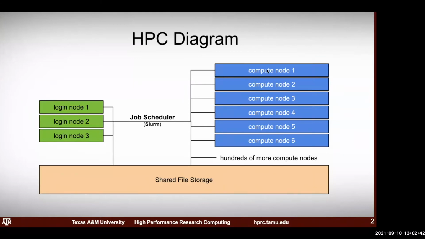On the right-hand side, you see compute nodes 1 through 6 and hundreds more, because these are clusters. So they're basically groups of compute nodes. The compute nodes also have access to the same shared file storage system that the login nodes have. As you can see, the job scheduler, SLURM in our case, acts as the bridge between the login nodes and the compute nodes.